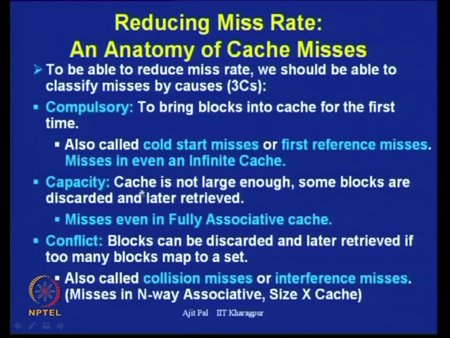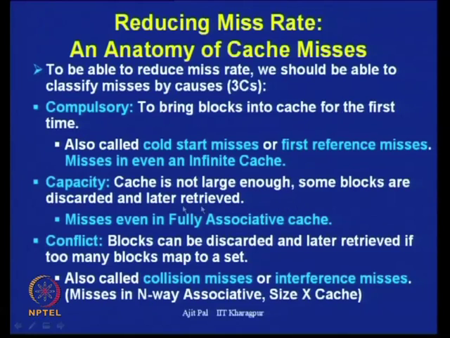Second is known as capacity misses. The cache is not large enough, so some blocks are discarded and later retrieved. So, this is due to the smaller capacity of the caches. As we know, because of cost, we cannot have very large cache memory, and as a consequence, you cannot really transfer all the blocks from the main memory to the cache memory. So, you have to transfer only a subset of the blocks from the main memory to the cache memory. And obviously, whenever a particular block in the cache memory is mapped by a large number of blocks of the main memory, quite often you have to replace that cache memory content and put a new block into it. So, this will happen because some blocks are discarded and later retrieved.